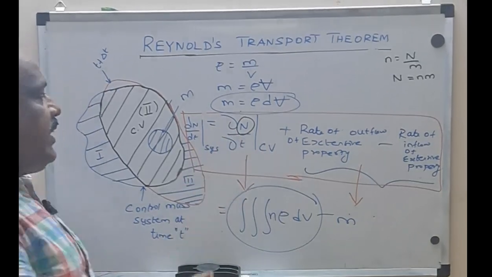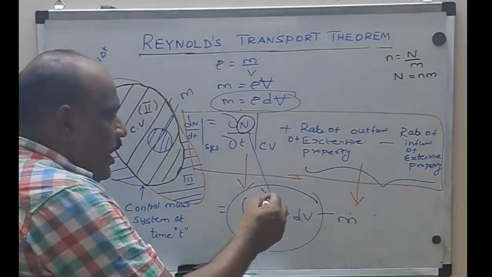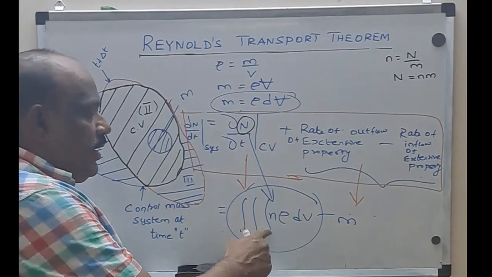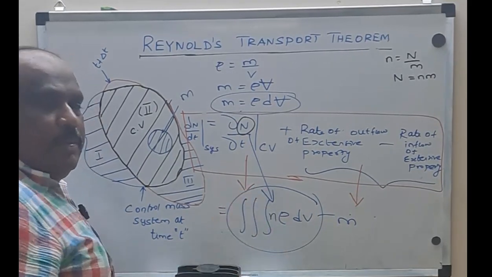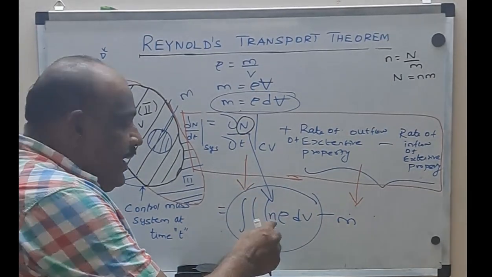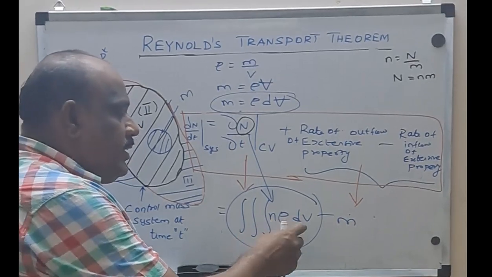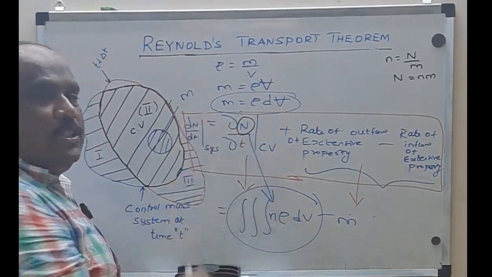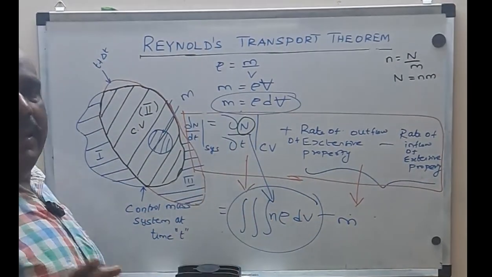So, what can I replace N with? Triple integral of n into rho dV. Because this is a specific extensive property. This is the mass. Whenever I multiply, it becomes an extensive property. I hope you got it.